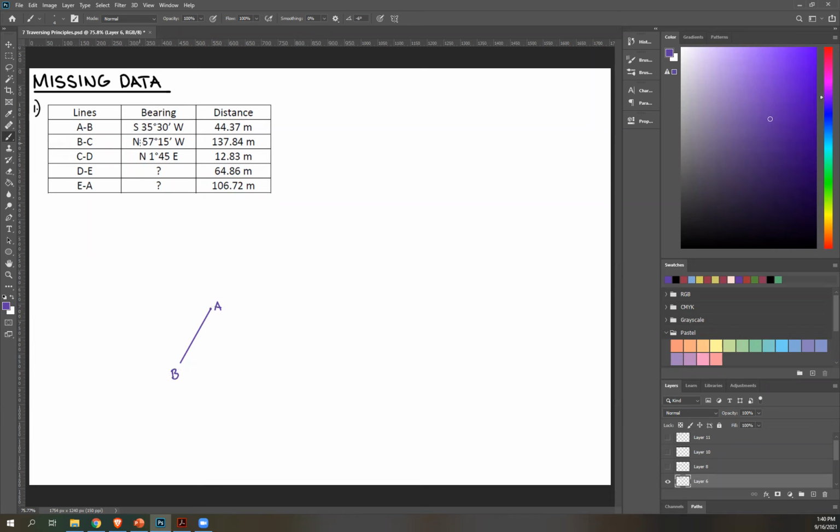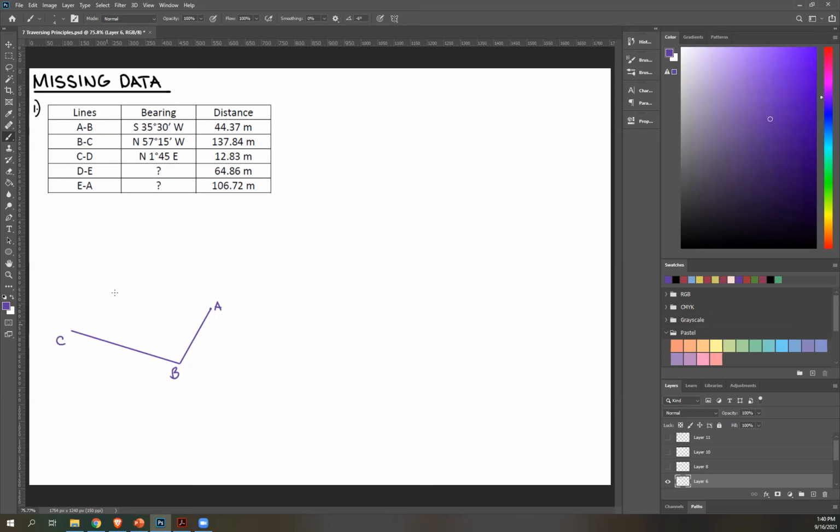Next, BC is from north, 57 west. So let's draw. That's starting at B. So here, this is your north line. Going west, so here. Okay, so this is your 57 degrees, and then this would be your line BC. And then take note of your length. That's 137. BC is so much longer than the previous line, so try to draw it that way. Okay, so longer.